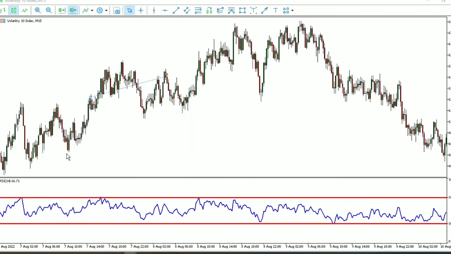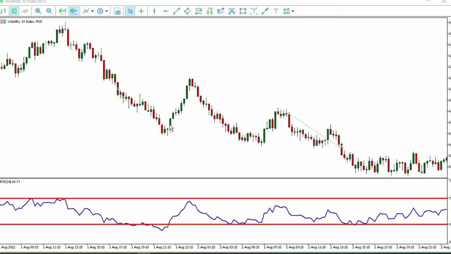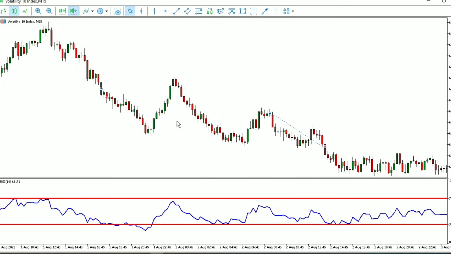What is divergence? Divergence is when the prices of any instrument are going in different directions from the oscillator. For you to understand this, you need to know the relationship between these candlesticks, which represent our prices, and oscillators like the RSI indicator. So for the RSI to be created, what are the calculations that happen?